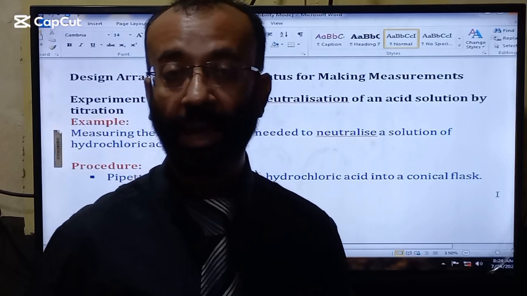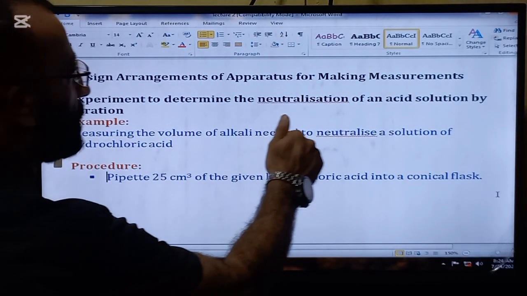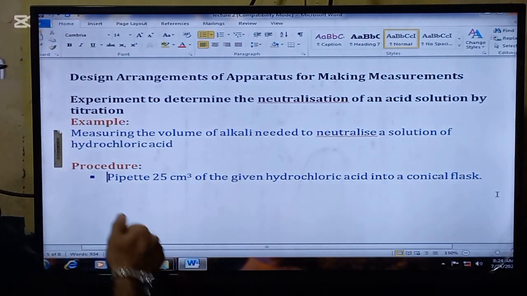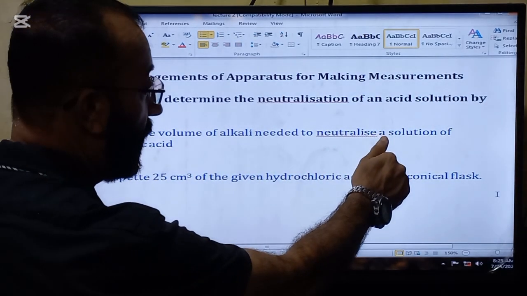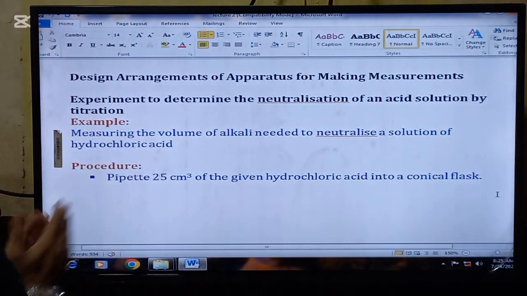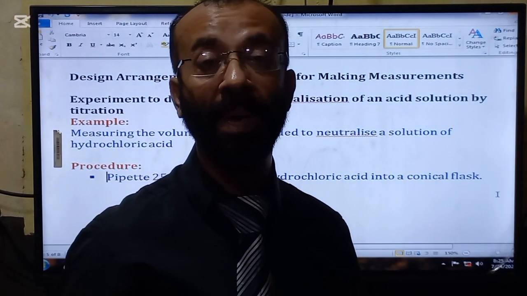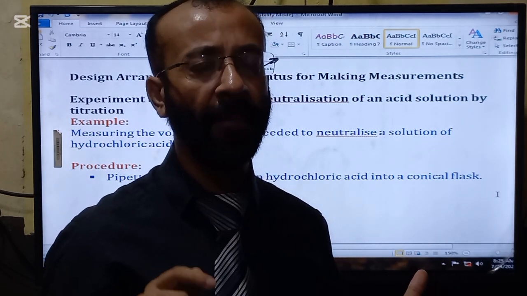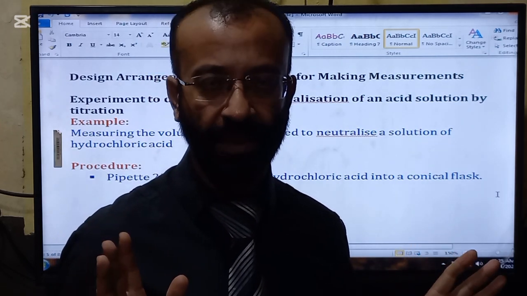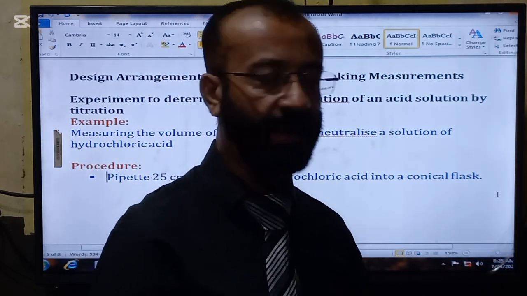Good morning, students. Our topic today, in the topic of designing the arrangement of the apparatus for making measurements, is an experiment to determine the neutralization of an acid solution by titration. This is a very important question as far as your chemistry paper number 4 is concerned. This question has come frequently in the past papers, so this is a very important question again in the coming session.